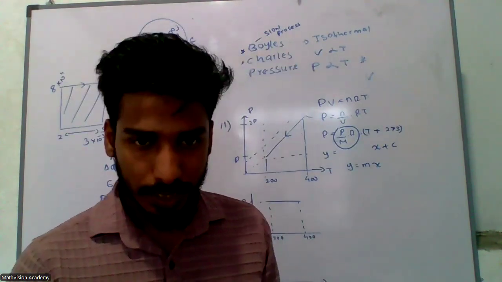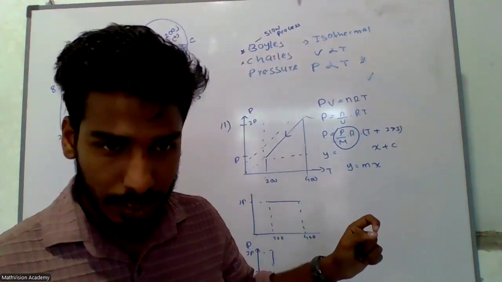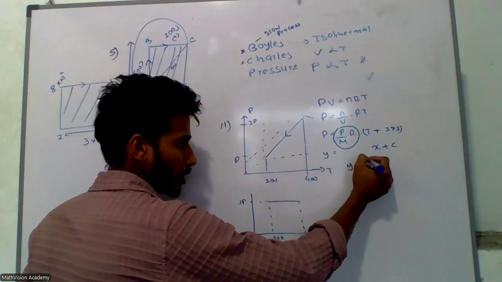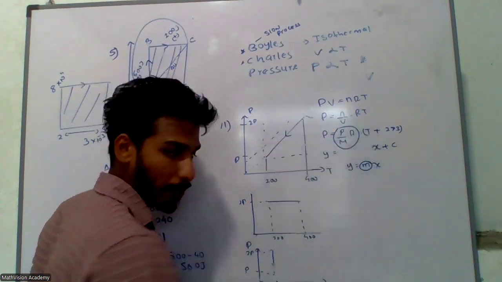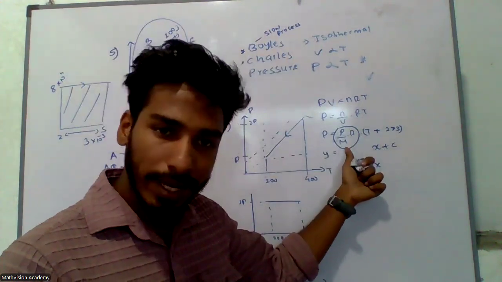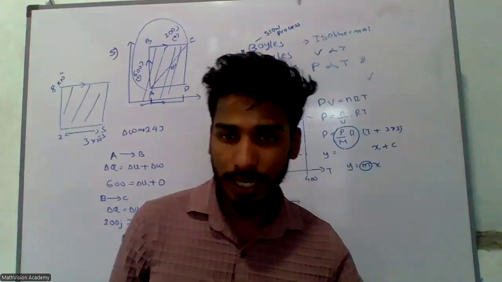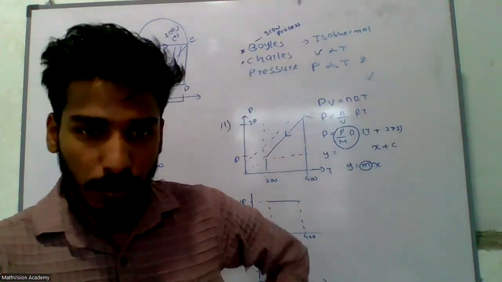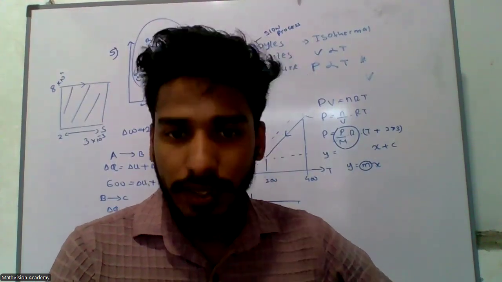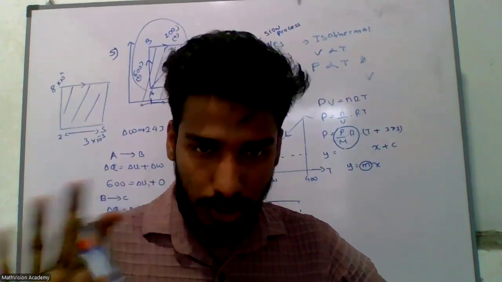So whatever the case, if the gradient in a PT graph is a constant, you should understand gradient is a constant means PR over molar mass is a constant, and anyways R and molar mass is a constant. So my density will be a constant. So my statement A, at curve A, the density of the gas decreases, is a wrong statement. It is a constant.